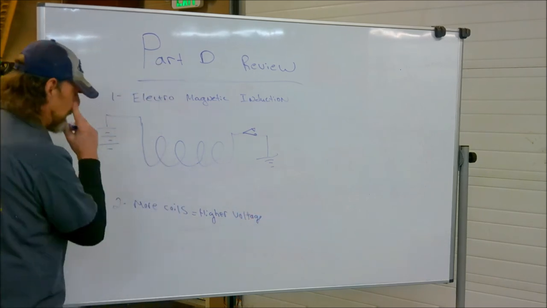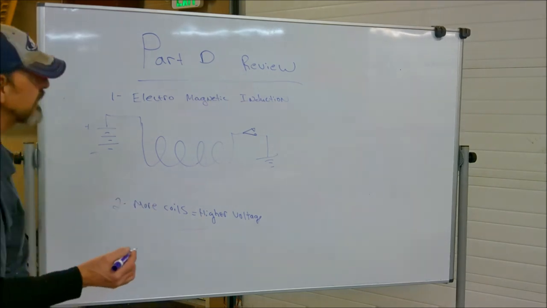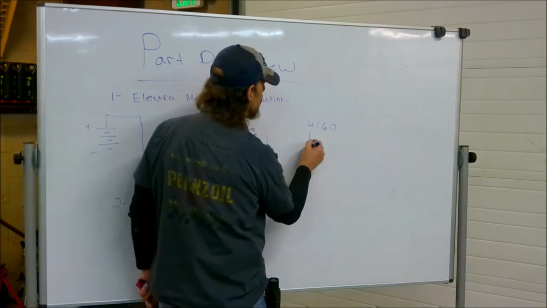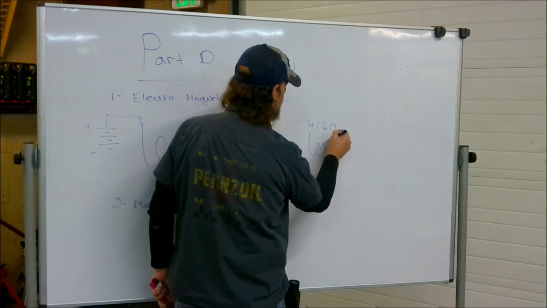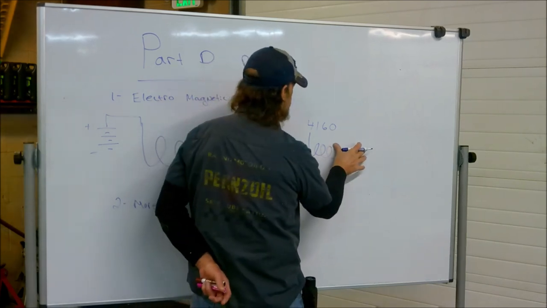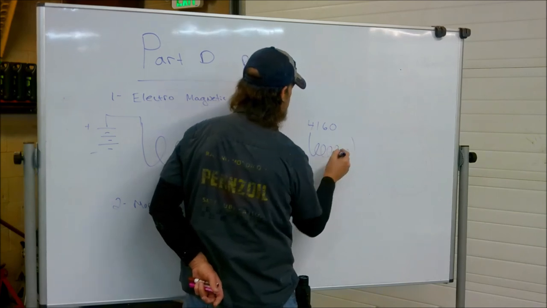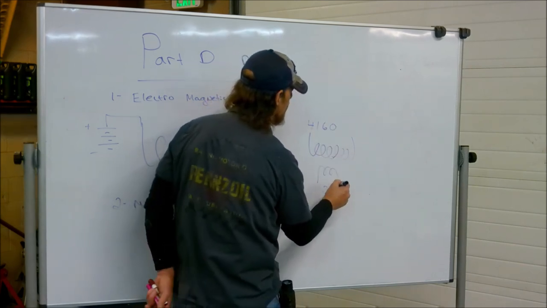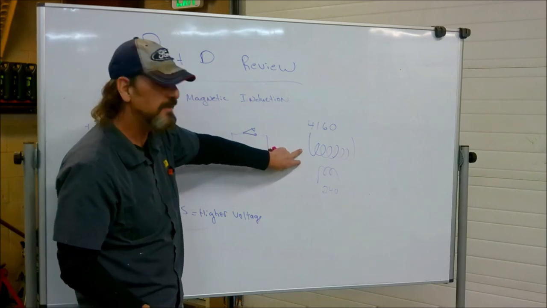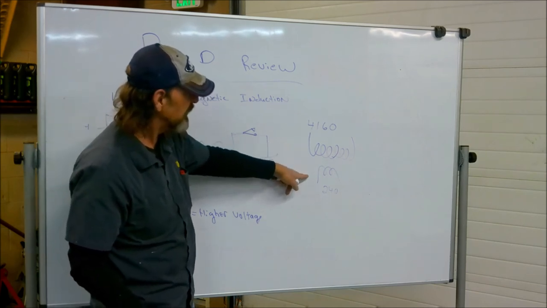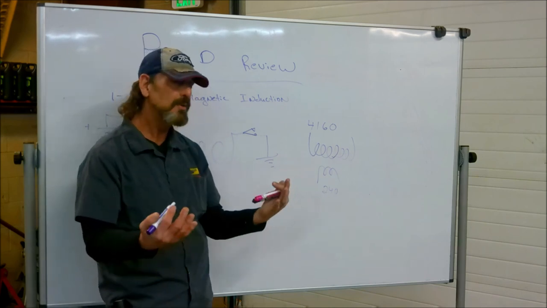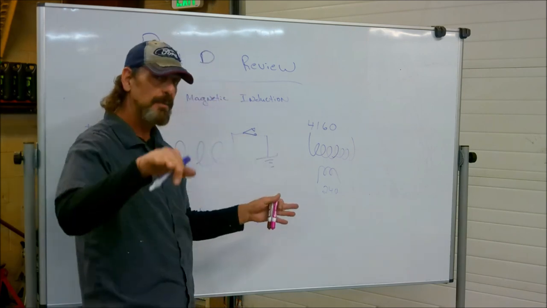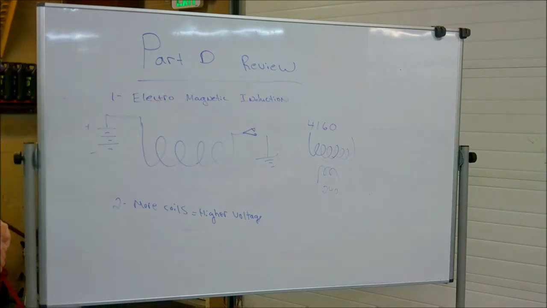Okay? Now, I can do anything I want with a coil. I can take 4,160 volts and put it through a coil with quite a few windings, and then go down and put just a couple of windings down here. And I can bring it down to 240 volts by simply changing the primary and secondary position. Where the more coils go here, the fewer coils go there, I can drop the voltage. So coils can bring up the voltage or bring down the voltage. I can do anything I want in that direction, up or down, with a coil through electromagnetic induction.